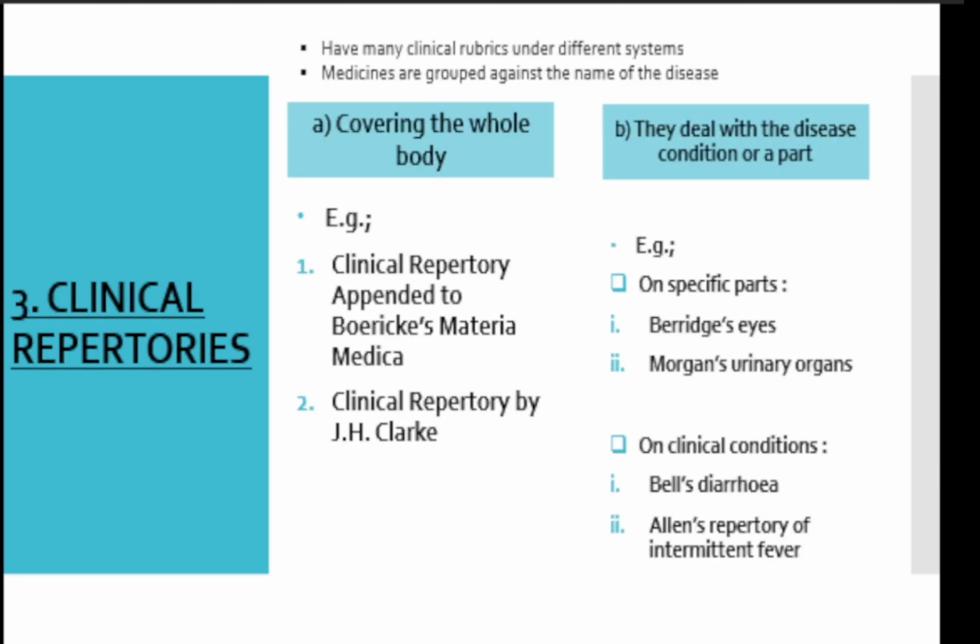Now let's move to the third type, that is clinical repertories. Here, medicines are arranged according to disease and it is very useful in clinical practice. It has two types. First is the repertory covering the whole body, for example, Borik's clinical repertory and J.H. Clark's clinical repertory. Second is repertory which deals with a part or a disease, for example, Berridge's eye repertory and repertory of Morgan's urinary organs are based on the specific parts of the body. Bell's diarrhea and Allen's repertory of intermittent fever are disease-based repertories.